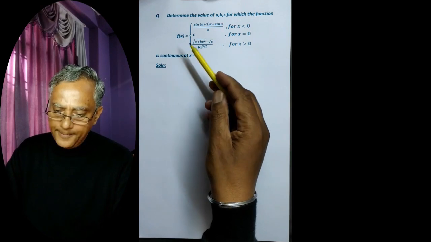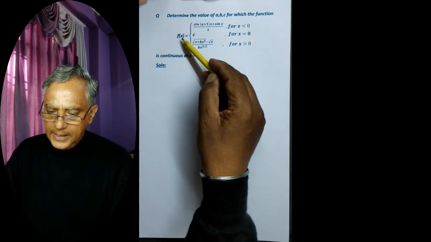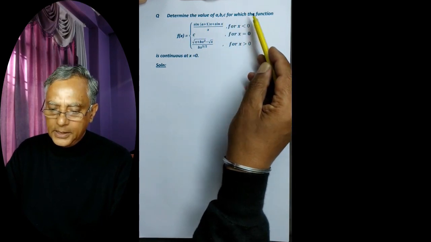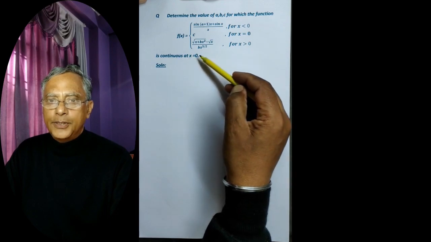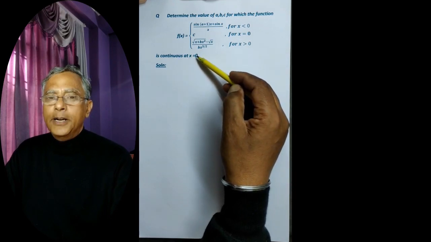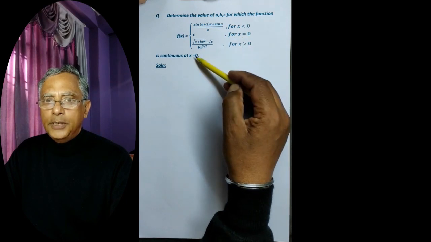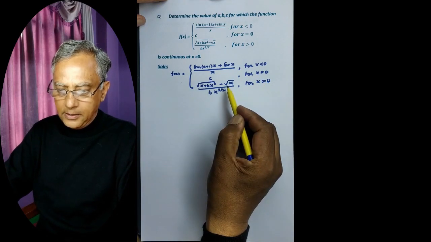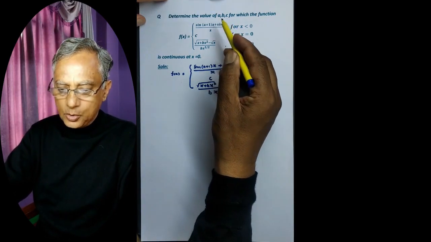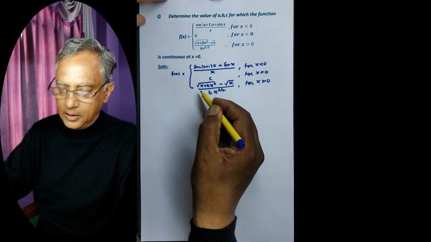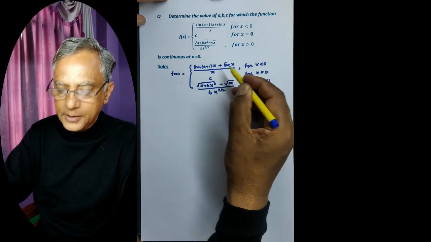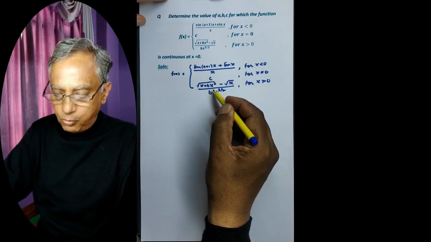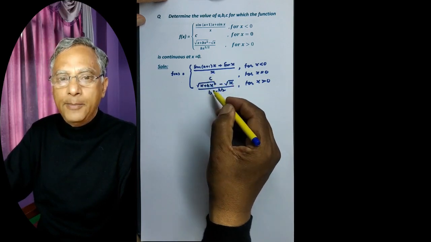Now in this question, we are given this function and we have to find the values of a, b, c for which this function is continuous at x equal to 0. So we have to discuss the continuity at the point x equal to 0. Now f(x) is given to be this and we have to find a, b, c so that this function is continuous. Now for x less than 0 we have this definition, and for x greater than 0 we have this definition. Therefore we must consider left and right limits separately.